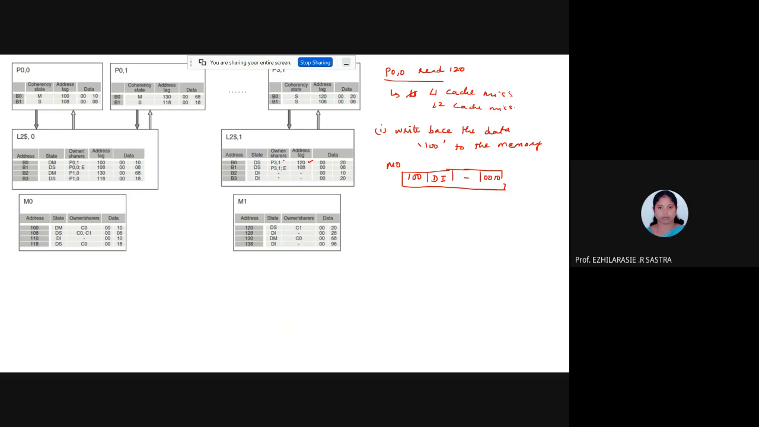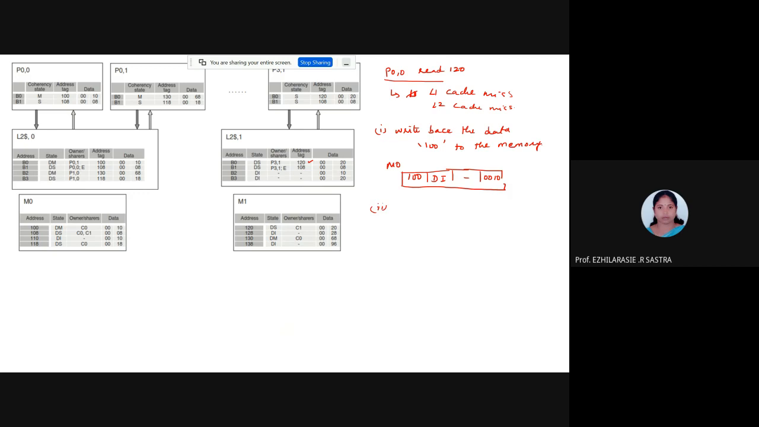I am going to read block 0. Block 0 contains some modified data, that is 100, so that has to be updated to the memory. Since I'm updating from the modified state, it is going to the uncached state. So now the changes will be like this. Got it? This is the first thing.